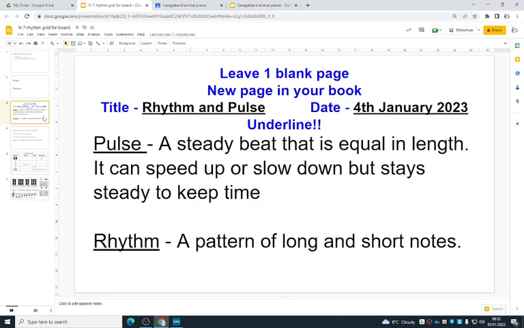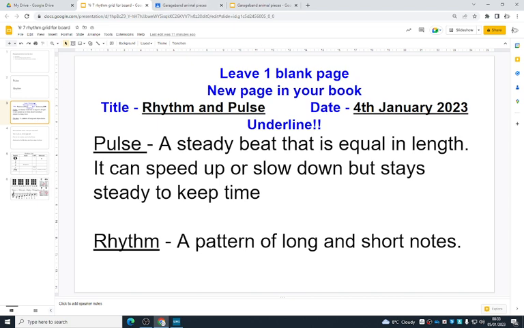So first of all, can you get your books out? I want you to leave one blank page, which is like one half of your book, one page, and it doesn't matter whether it's a blank page or a lined page. That's so we can stick the screenshots in that I'll print for next lesson. So leave one blank page.